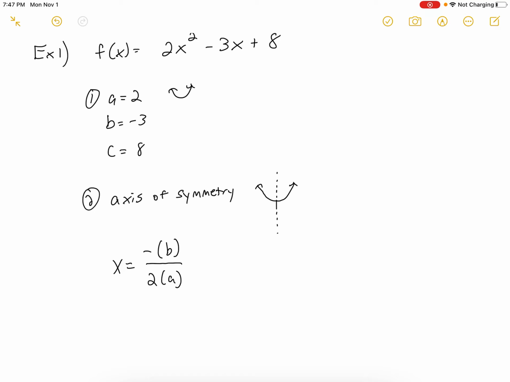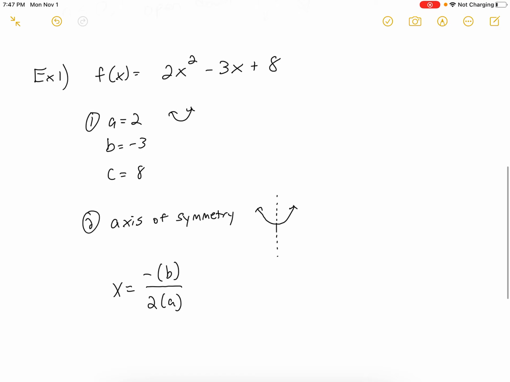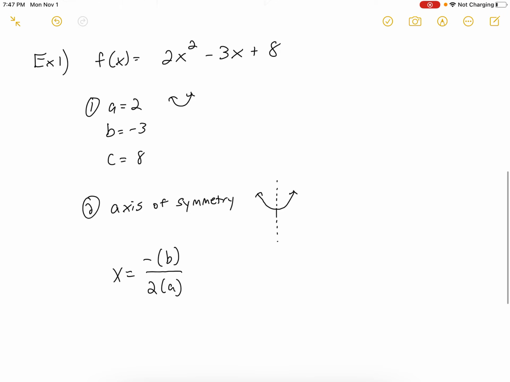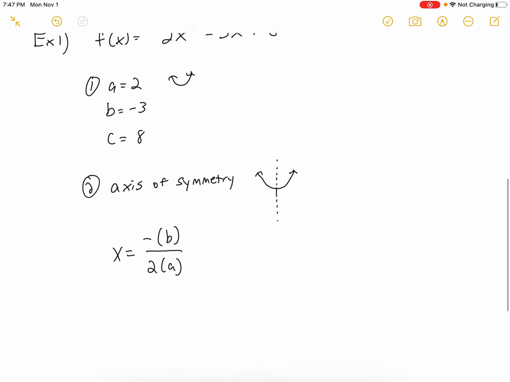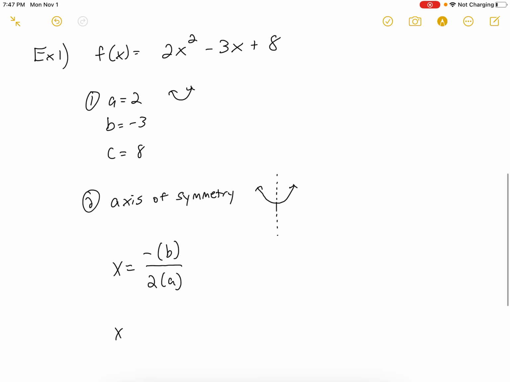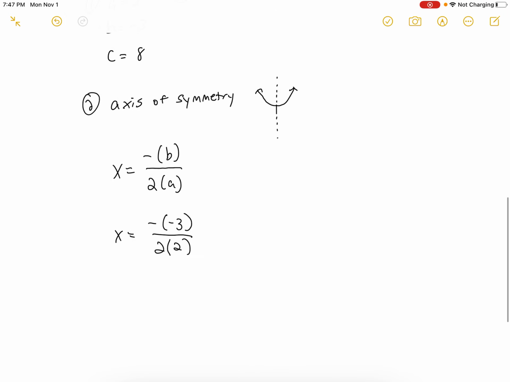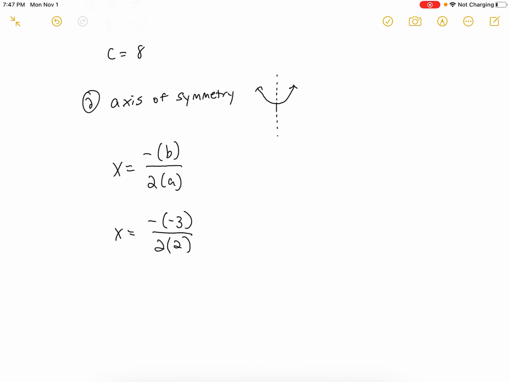And so let's find our axis of symmetry for this quadratic. 2x squared minus 3x plus 8. So my axis of symmetry is going to be x equals negative b. B is negative 3, so plug in that, over 2 times a. A is 2. Alright, simplify this. X equals negative times negative 3 is positive 3, over 2 times 2 is 4.